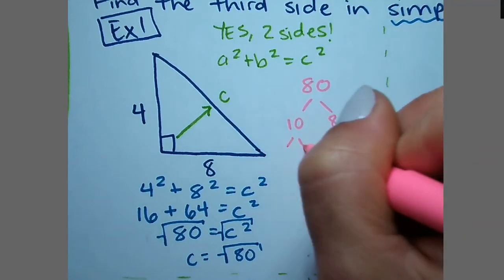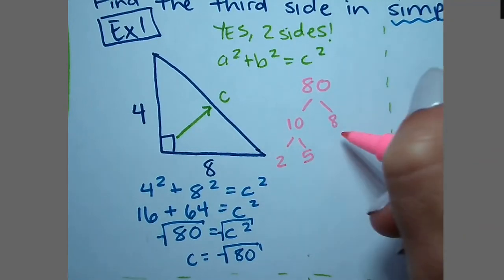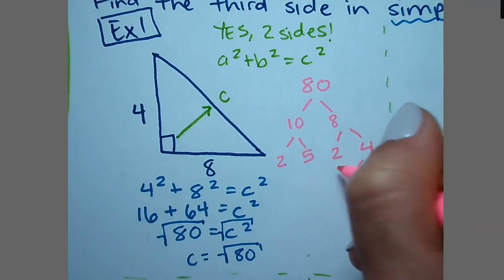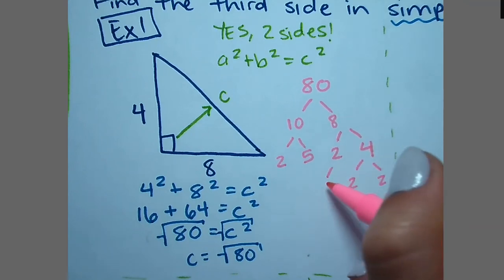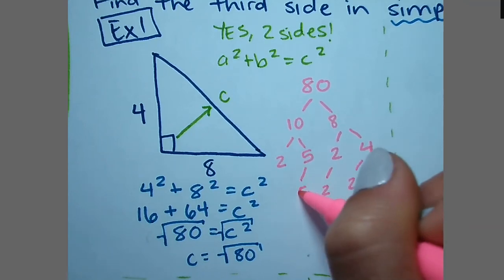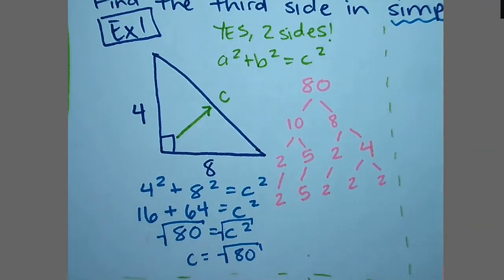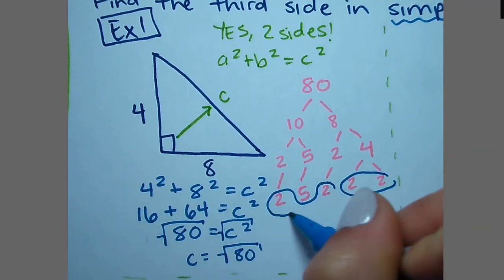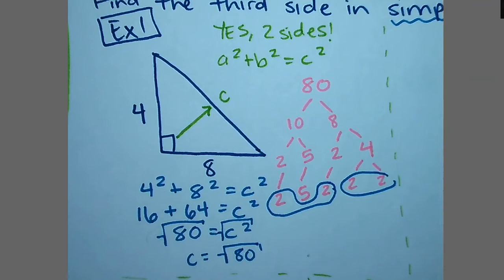Factors of 10 are 2 and 5. Factors of 8 are 2 and 4. And then factors of 4 are 2 and 2. And then we're just going to bring all the other numbers down. Okay, so notice we have one pair of 2's right here, and then we have another pair of 2's right here. Okay, so in this case, we're going to be able to pull out 1, 2 from this pair, and then we're going to pull out 1, 2 from that pair.